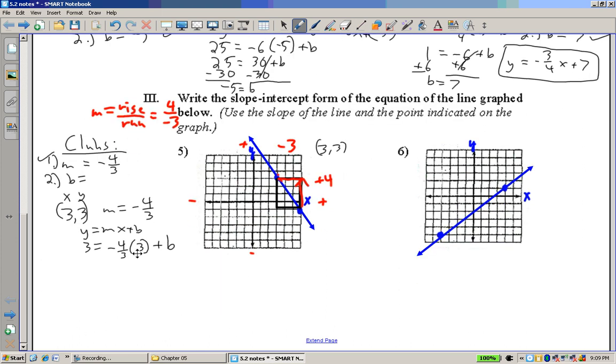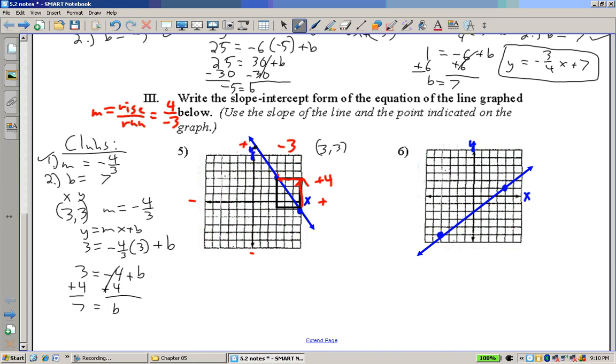And here we go. So we're just going to solve for b. 3 divided by 3 is 1, times negative 4 is negative 4. We're going to add 4, and b equals 7. Now we can confirm that just to make sure that sounds right by looking on the graph. 1, 2, 3, 4, 5, 6, 7. That's pretty reasonable. I probably wouldn't have guessed that, but that's reasonable.